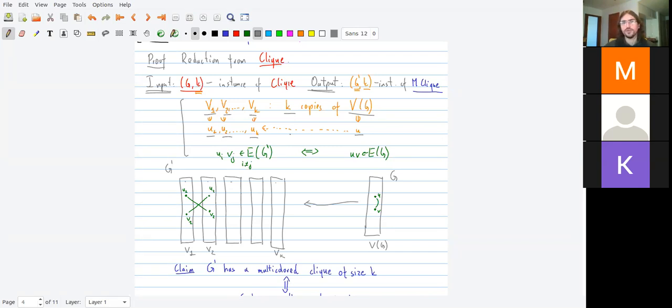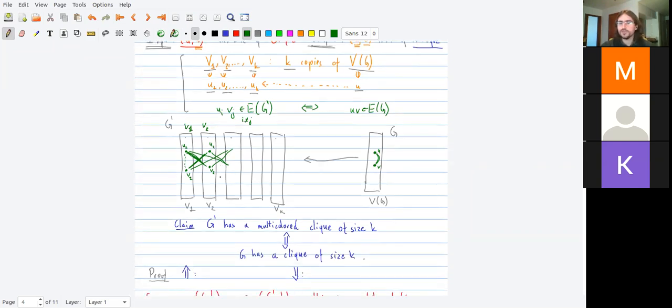So now I need to define the edges in my new instance. So the edges are as follows. Whenever I have an edge between u and v in my original graph, for every pair of parts, Vi and Vj, maybe here V1 and V2, I put such a cross. I put an edge between ui and vj, and between uj and vi. So I will have such two edges between V1 and V2. I will have such two edges between V1 and V3, between V2 and V3, and so on. Apart from adding these edges, the copies of u and the copies of v could form a complete bipartite graph, but I will not add those edges, they do not play any role. Good. So this is my reduction.